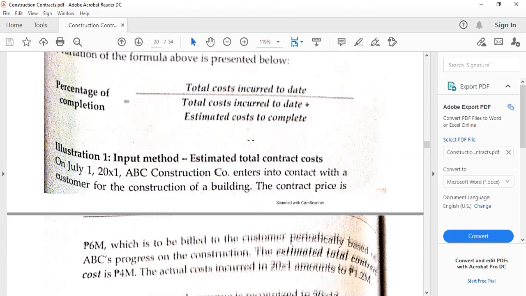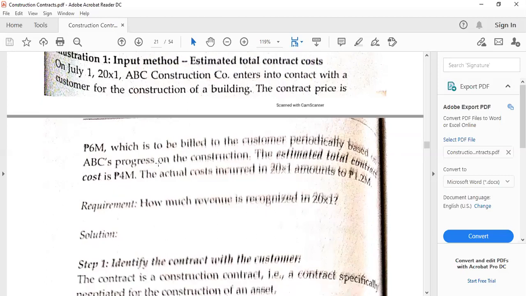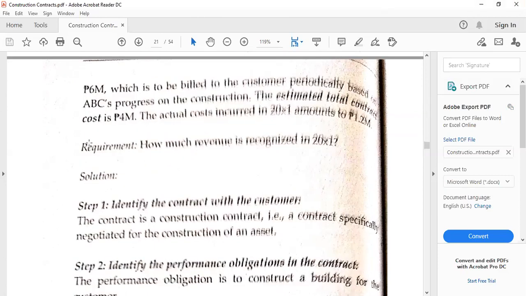Now to have the examples using input method, so we have here a certain problem of ABC Construction Company. And then here are the details. So we have the contract price. So in the absence of any provision, we assume that the contract price equals transaction price at 6 million pesos. Then the estimated total contract cost is 4 million. So this is at the beginning of the project, which would change over time.